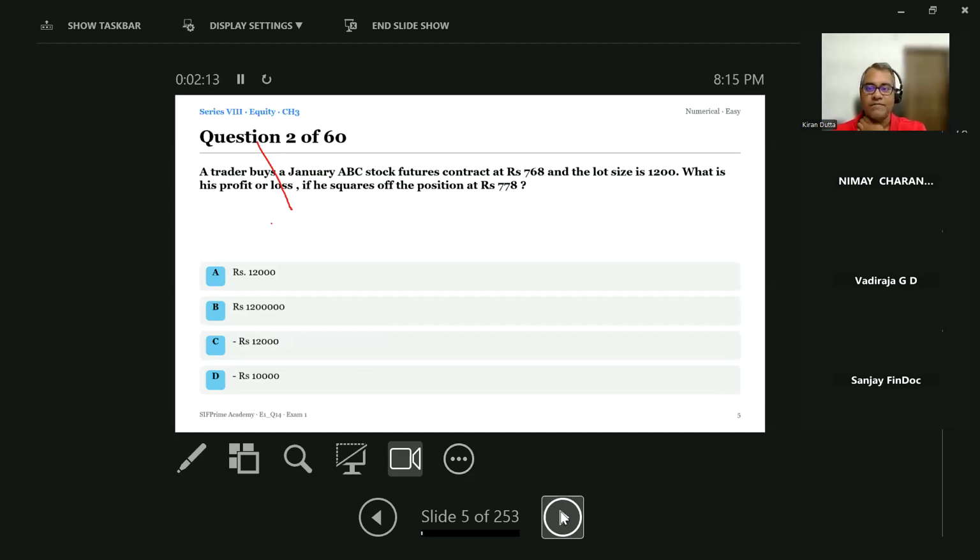Trader buys the stock at 768. Lot size is 1200. What is his profit or loss if he squares off his position at 778? We have done this, but we'll just quickly repeat this. Sometimes in the questions they will ask you, I have taken a long position, I have taken a short position, but in this instance, they haven't asked anything. So he has bought it at 768, squared it off at 778, which means 10 rupees profit. So 10 times 1200 is 12,000. Yeah, 12,000 is the answer here.